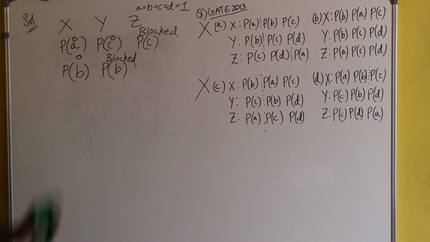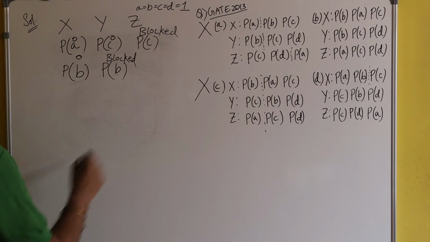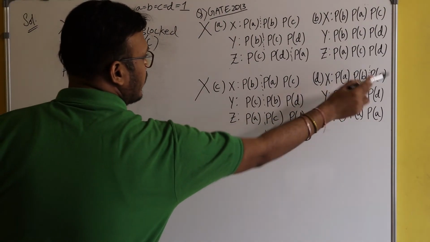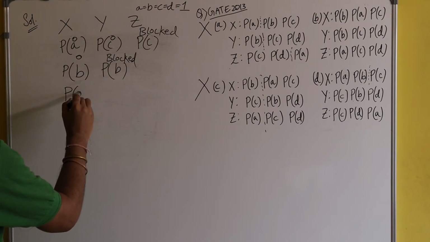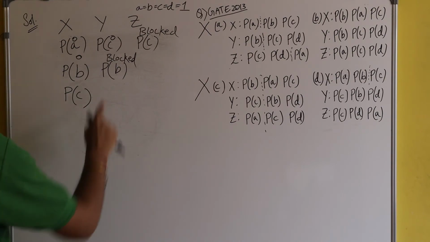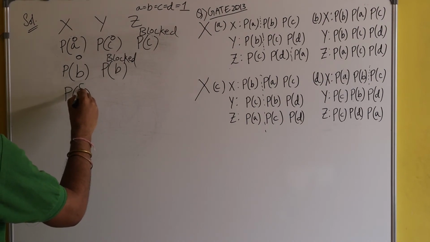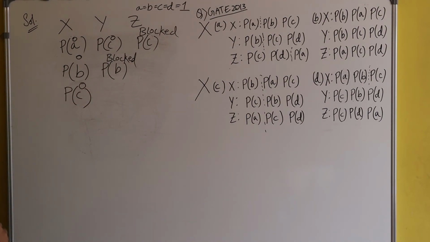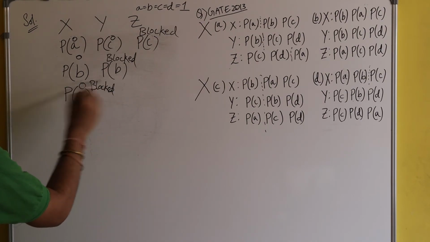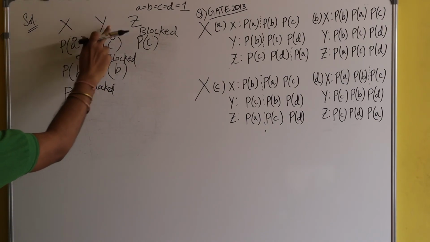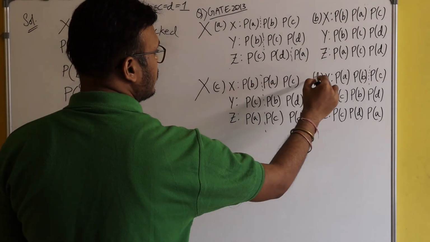So here you can see Y and Z both are blocked. Now the CPU is again given back to process X. Now process X will apply the P of C operation at the end. But here you can see that the value of C has been made 0 by Y. So X is also blocked. Here all three processes, X, Y and Z, are blocked, so the deadlock is there.